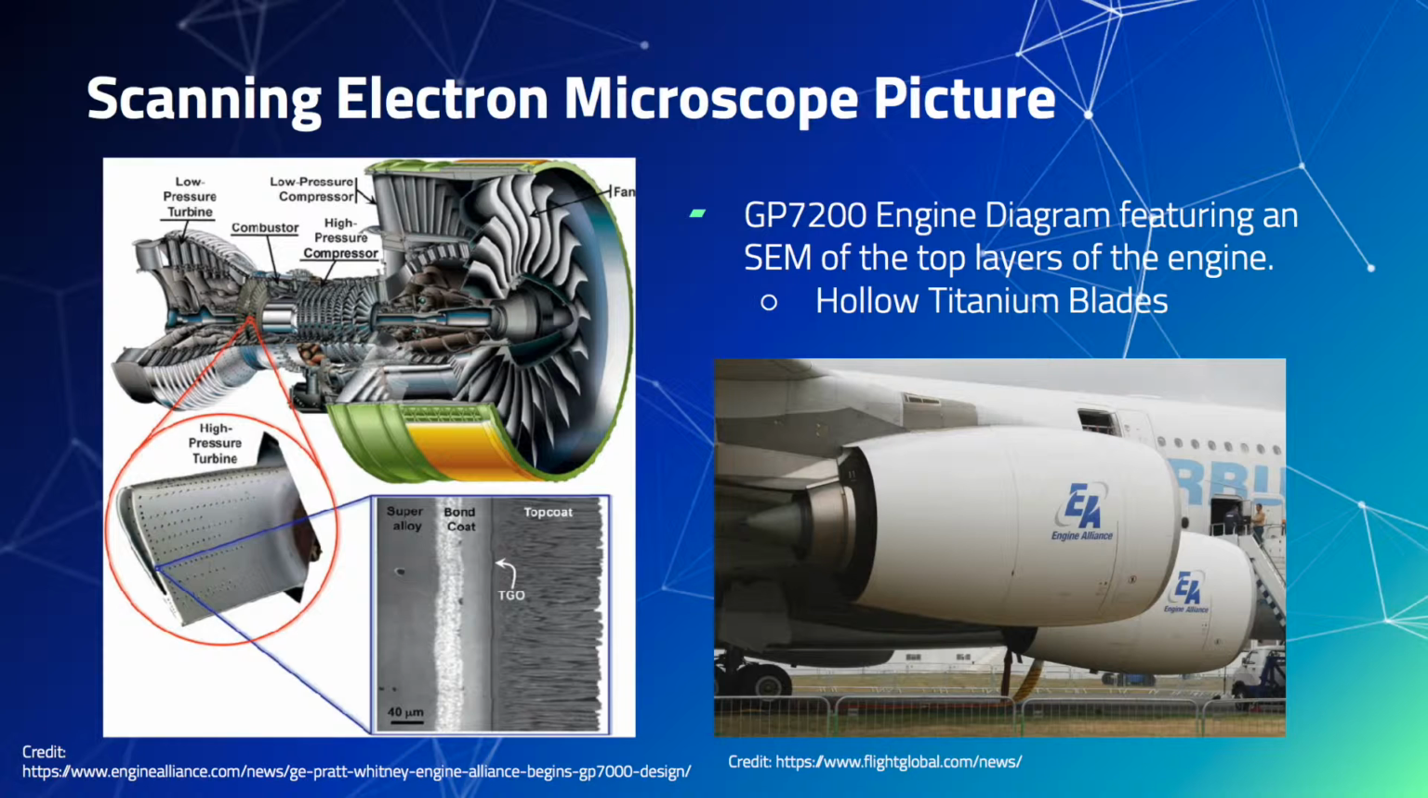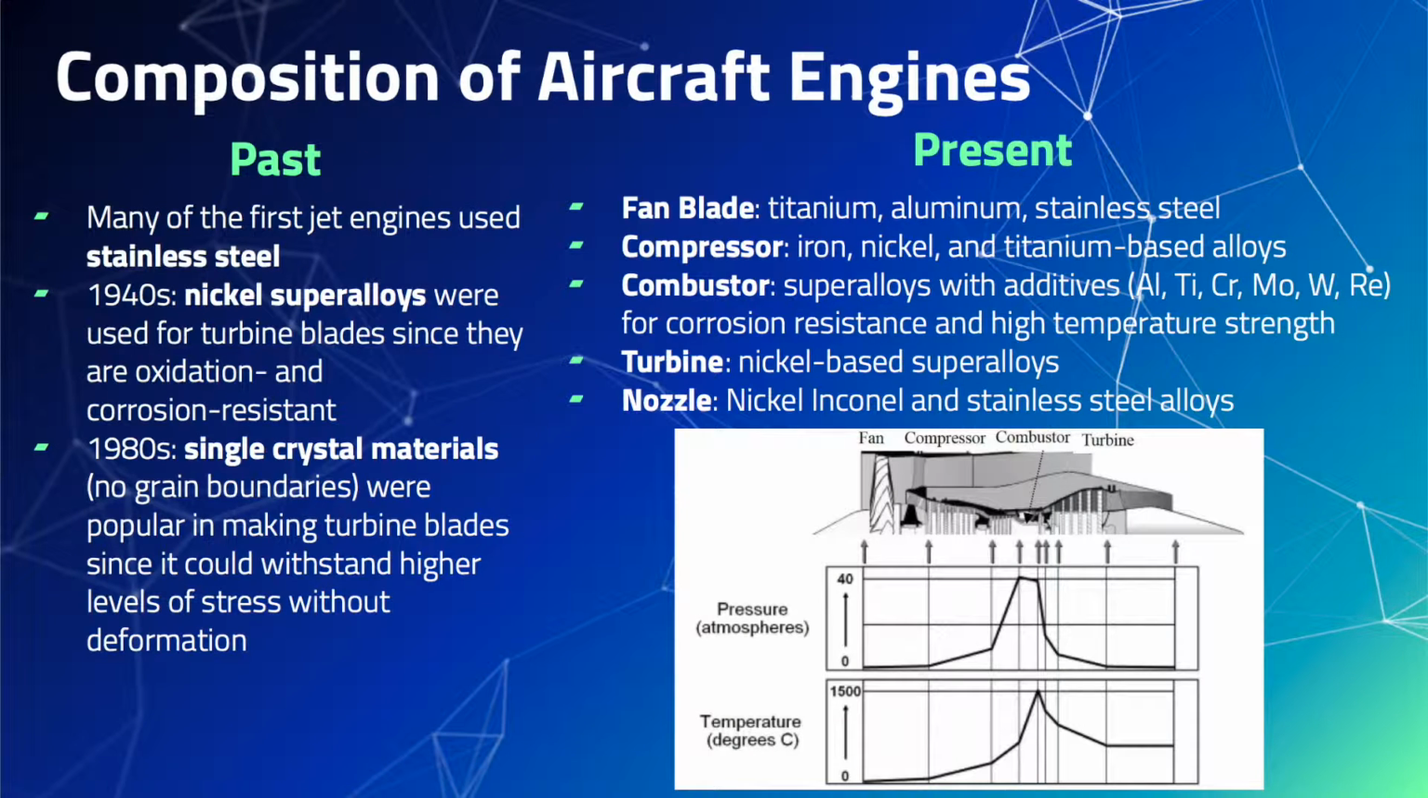Here is an SEM of a GP7200 engine, revealing the top layers of the turbine. The composition of aircraft engines have changed over the years. In the past, many engines were made of stainless steel, nickel superalloys, and single crystal materials. Currently, airplane engines are made of other materials such as titanium, stainless steel, and nickel-based alloys and other superalloys.